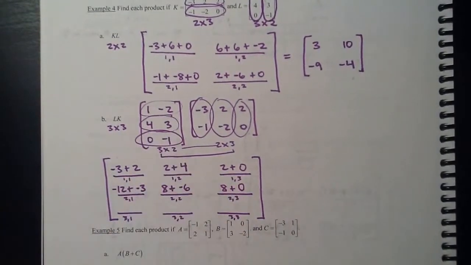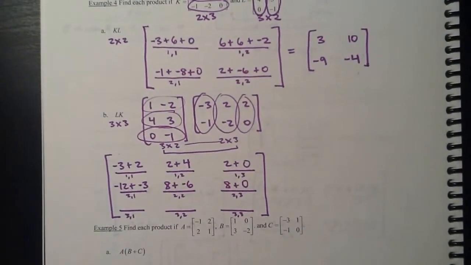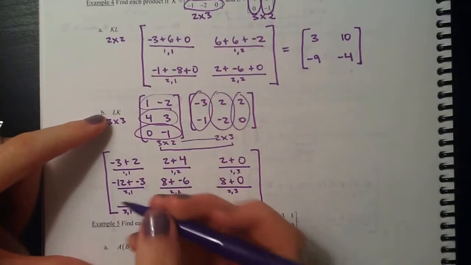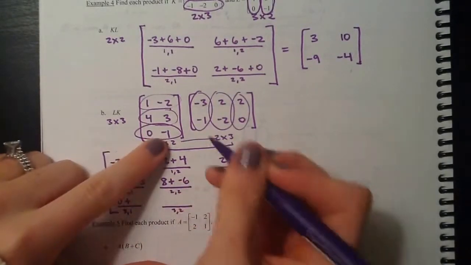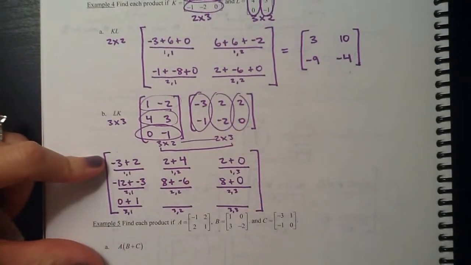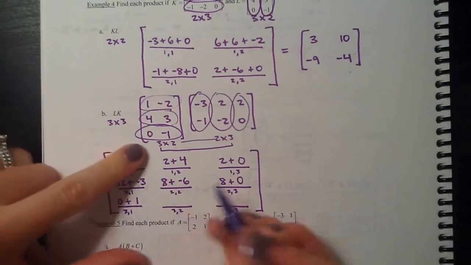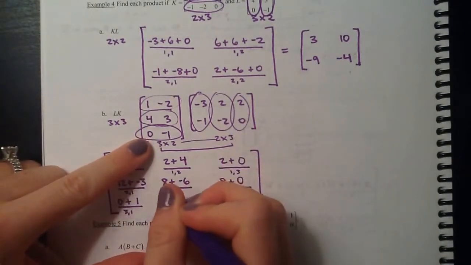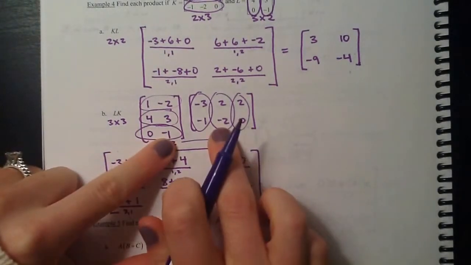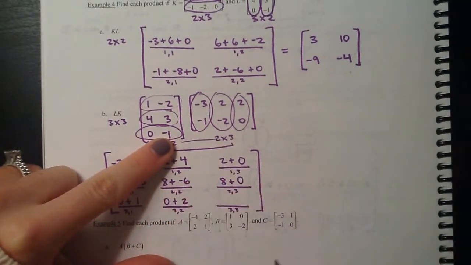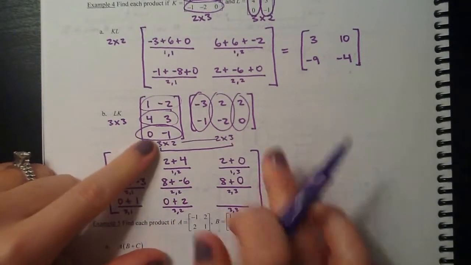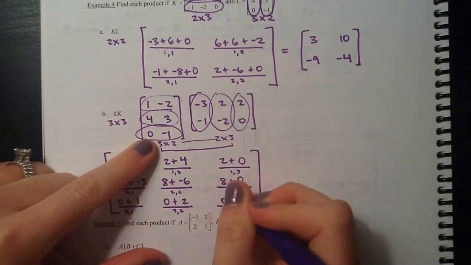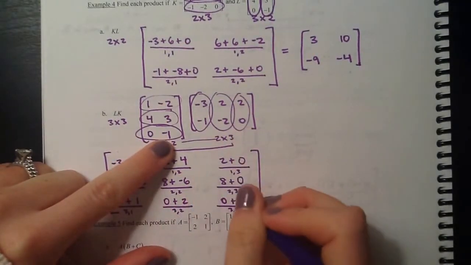Okay, last row, we're in the third row here, and again, we're going to move across the columns. So 0 times negative 3 is 0. Negative 1 times negative 1 is positive 1. Row 3, column 2, 0 times 2 is 0. Negative 1 times negative 2 is positive 2. And finally, 3,3. 0 times 2 is 0. Negative 1 times 0 is 0.